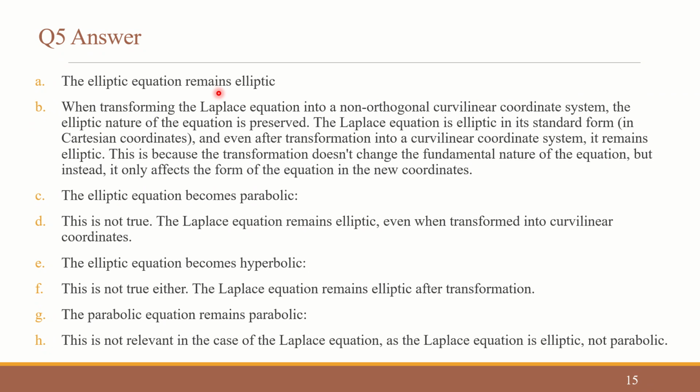Elliptic equation remains elliptic, because when we are doing the transformation into a non-orthogonal curvilinear coordinate system, the elliptic nature of the equation is preserved. The Laplace equation is elliptic in its standard form, and even after the transformation into a curvilinear coordinate system, it remains elliptic, because the transformation does not change the fundamental nature of the equation, but only affects the form of the equation in the new coordinates. So that is it for question 5.